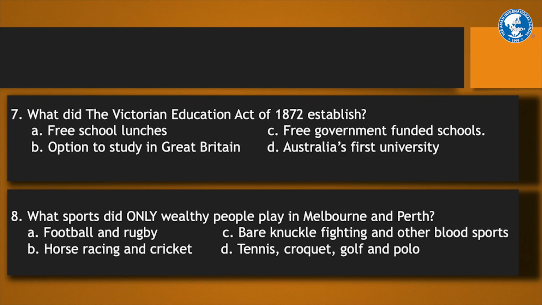For the last 2, you have another 15 seconds. Now let's check your answers. What did the Victorian Education Act of 1872 establish? The correct answer is letter C, free government-funded schools. Next, number 8. What sport did only wealthy people play in Melbourne and Perth? The correct answer is letter D, tennis, croquet, golf, and polo. Good job!